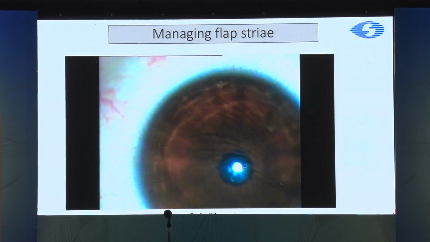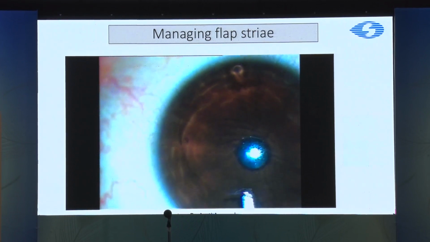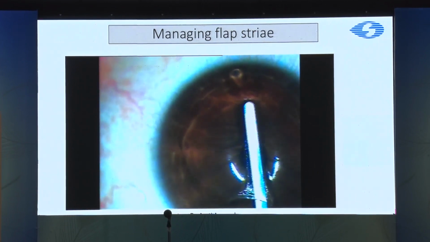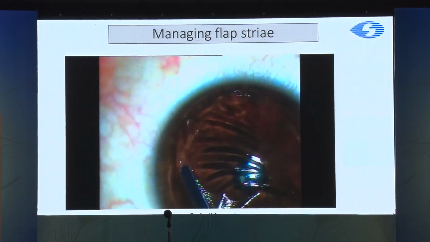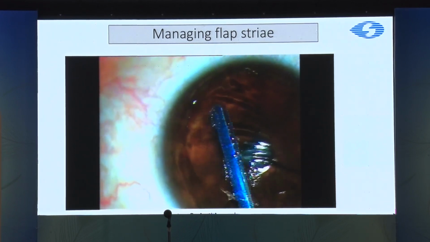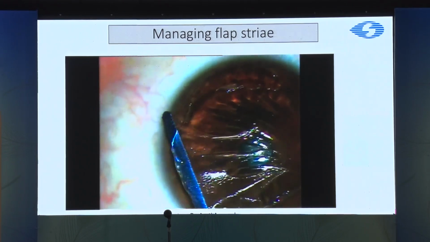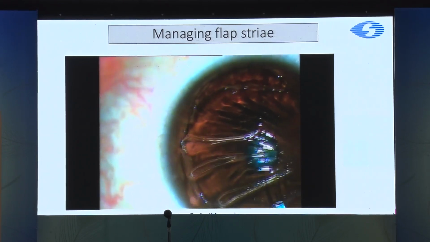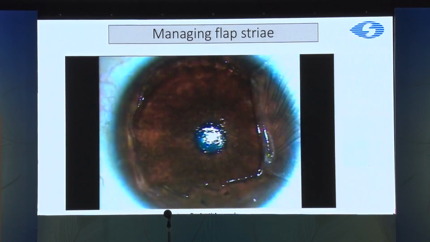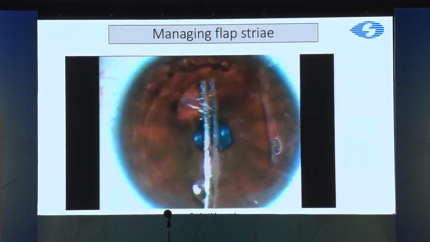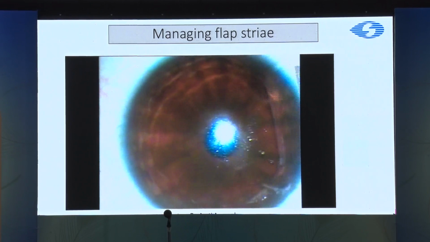Here we can see macro striae which are coming into the visual axis. So this is significant. The patient is going to definitely have visual complaints because of this. Again, it's important to carefully go and lift this flap. We can see that we are going under the flap, just carefully repositing it. And again, here you would want to remove all the epithelium that is on the bed which has grown in because the flap has moved away from its position.